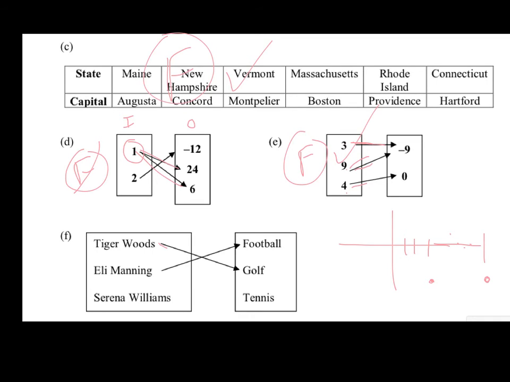And then over here, Tiger Woods goes to golf, Eli Manning goes to football, Serena Williams not going anywhere. She's not being mapped, so this is not going to be a function because not every item in the domain is mapped to something over in the range. So this is not going to be a function. Each element in your domain must be paired with something over in the range to be considered for a function.